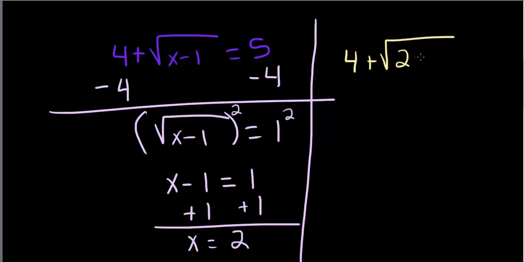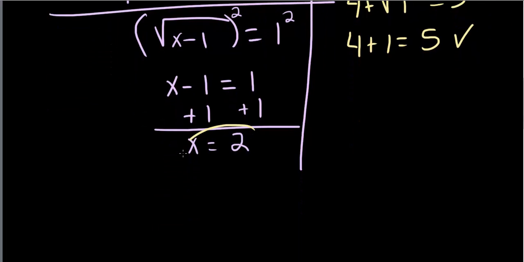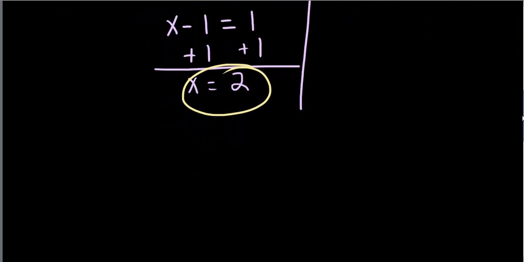So what I'm doing right now is evaluating the equation for x equals 2. That gives me 4 plus the square root of 2 minus 1, which is 1, so the square root of 1. It's supposed to equal 5. The square root of 1 is 1, so I have 4 plus 1 equals 5. 5 equals 5, so this one is indeed a solution. But that is not always the case. Sometimes we have extraneous solutions.